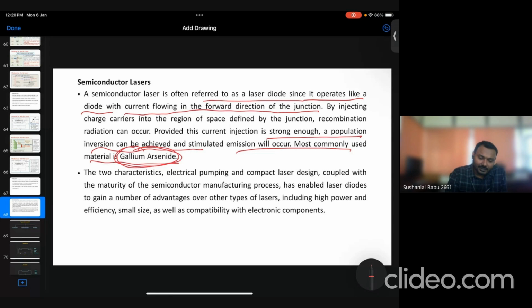The two characteristics: one is electrical pumping, that is, an outside source we will use to generate energy. Either it can be a light source or some other source. Electrical pumping and compact laser design, coupled with maturity of semiconductor manufacturing processes, enable laser diodes to gain a number of advantages over other lasers. It has specific advantages over liquid lasers as well as gaseous lasers.